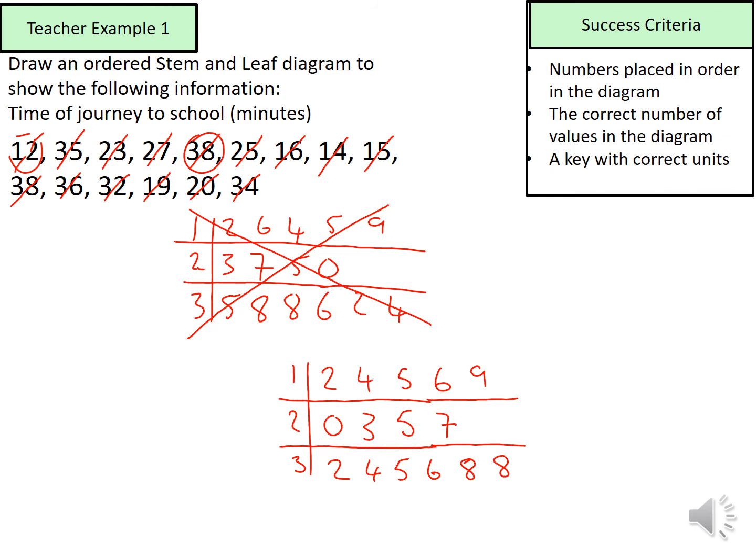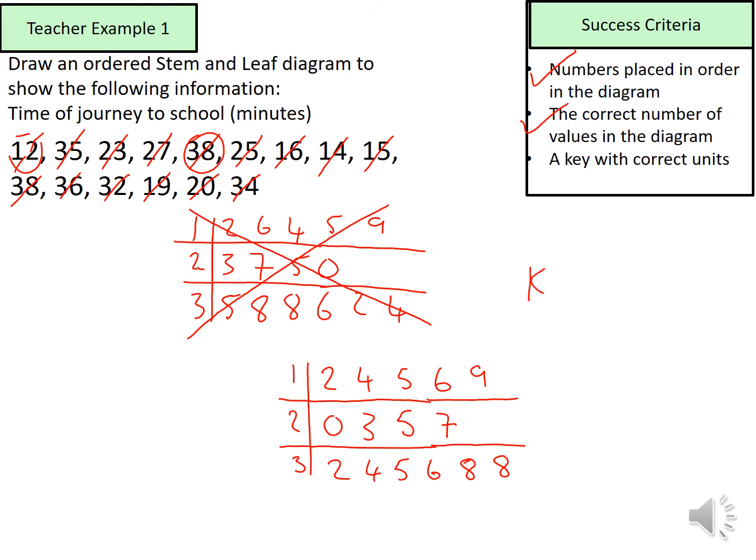Now looking at the success criteria, what have I done? Numbers placed in order in the diagram, yes, we've done that. The correct number of values in the diagram, yes, we used every piece of information that was given to us at the start. The last thing we need to do is make a key.